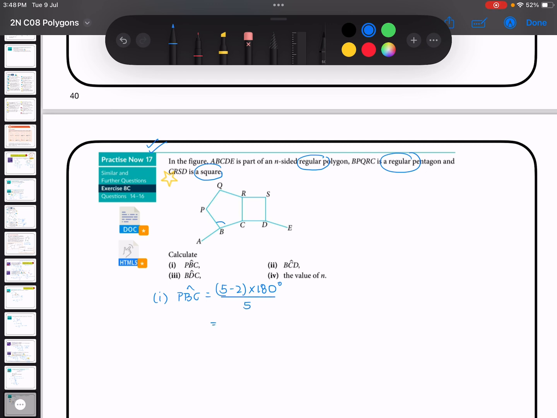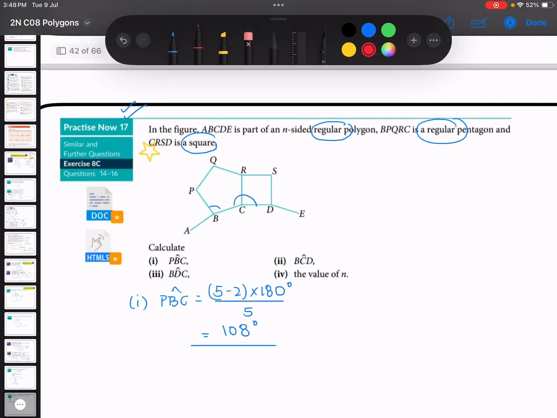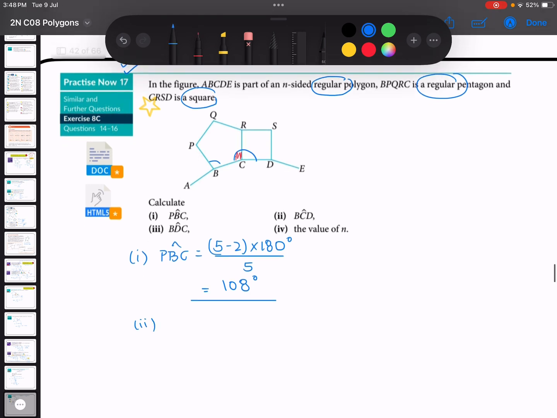Okay, see which one you prefer to use. No right, no wrong. I haven't divided, so sorry. Divide by 5. 108. BCD. Now this one is actually one interior angle plus 90 degrees from the square. It's not difficult, you just need to try it.